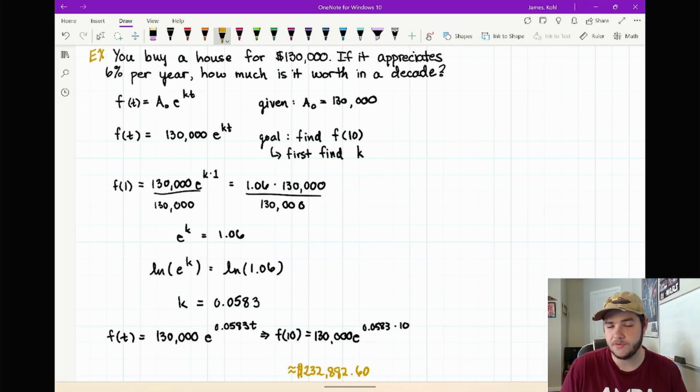I use the one other piece of information I haven't used yet, which is it appreciates by 6% per year. So I know after 1 year, it should be 106% of its original value, right? It starts from 100, it gains 6 more percent, so 106% of its original value. That's why I've got the 1.06 here. Then I can divide both sides by 130,000, and I'm left with e to the k equals 1.06. Taking the natural log of both sides, I get that k equals 0.0583. Now that my model is complete, I can plug in 10, and that gives me this answer.